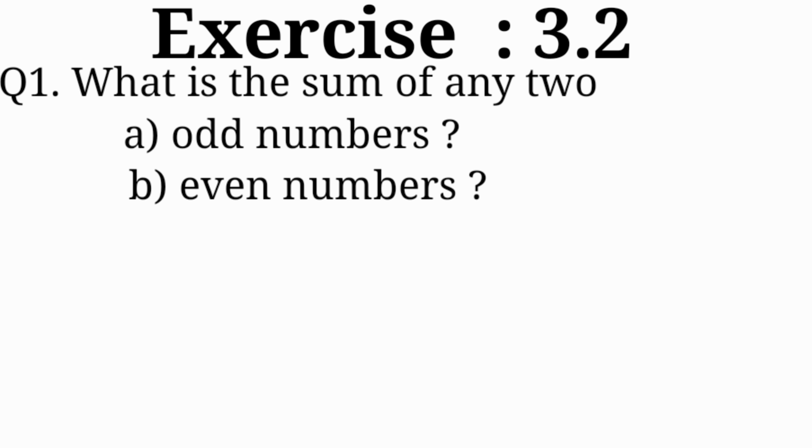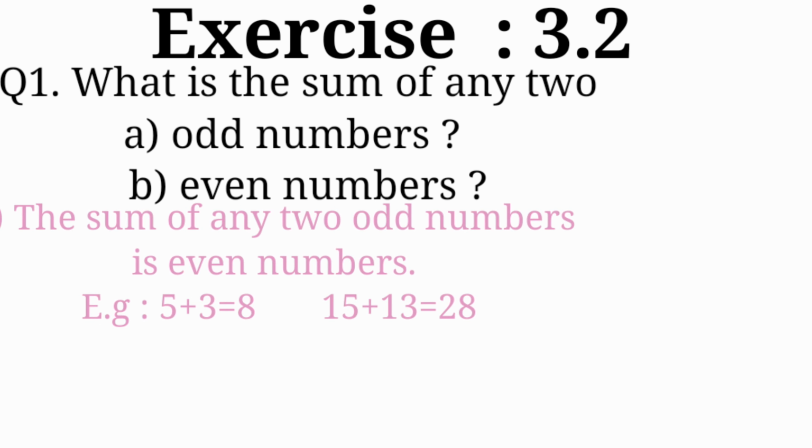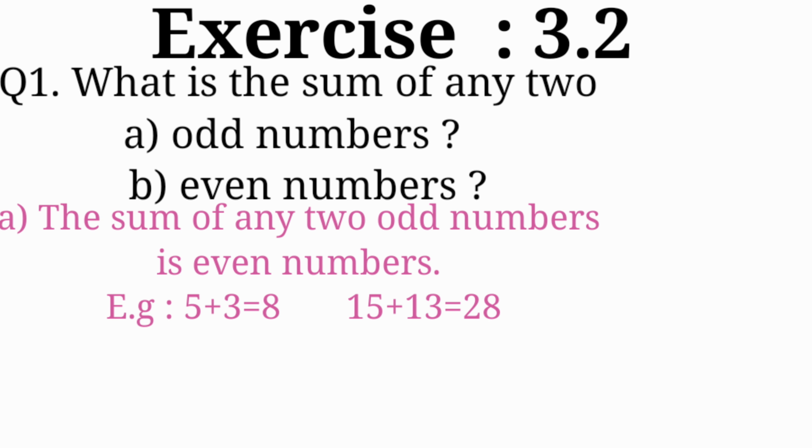Question number 1 we have: what is the sum of any two, A part odd numbers, B part even numbers? On the basis of that rule, remember students, when we add any two odd numbers, the answer will be an even number. You can take an example on your own. In A part, the sum of any two odd numbers is always an even number, because this is a rule. For example, 5 plus 3 is equal to 8. Let's take 15 plus 13, which is equal to 28.